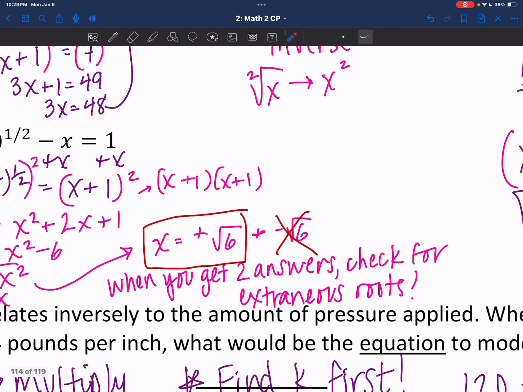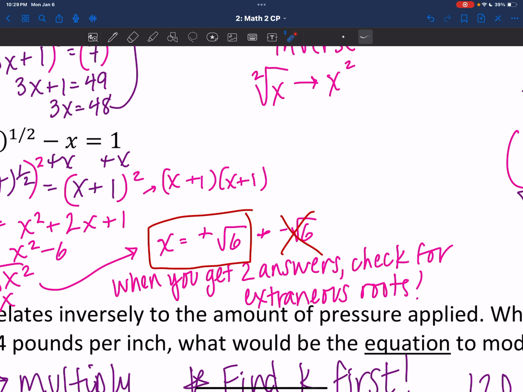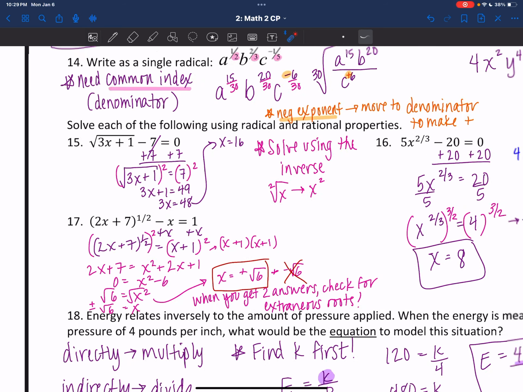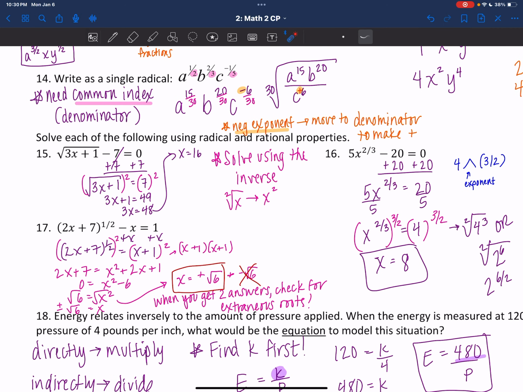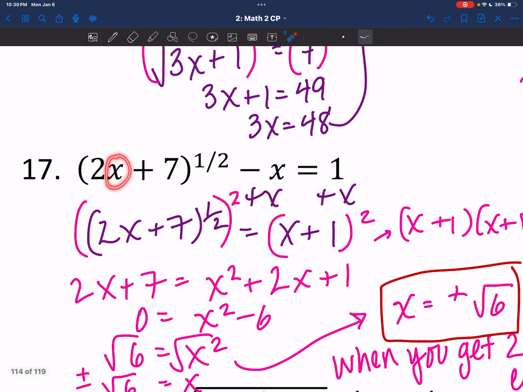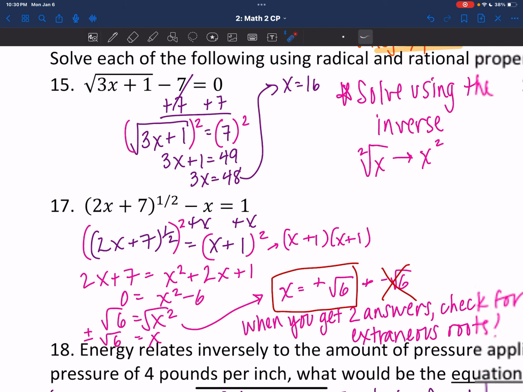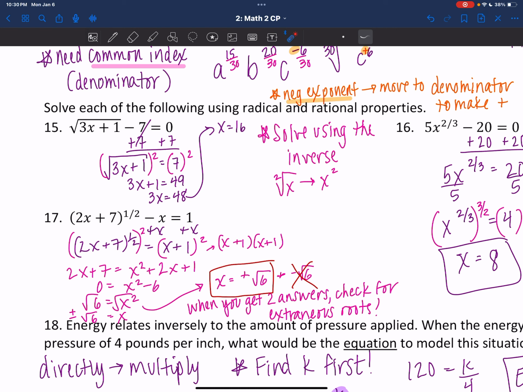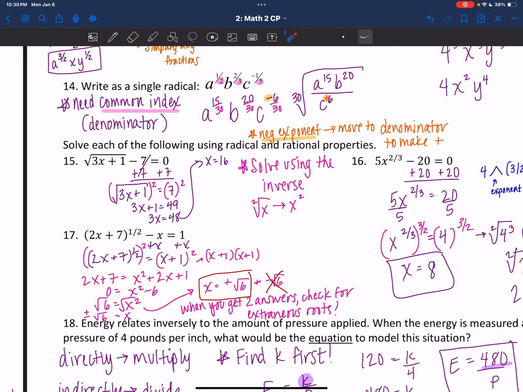Now, if you get 2 answers, you have to check for extraneous roots. I'm not going to do that just for time's sake, but wherever you see x, you're going to substitute in positive root 6. And if it works, if you get a true statement or it makes sense when you're finished solving it, you're good. Then I'm going to try negative root 6 in here. And when you solve this, the negative root 6 doesn't work. So your only answer would be positive root 6. So if you get 2 answers, check to make sure you don't have any extraneous roots.